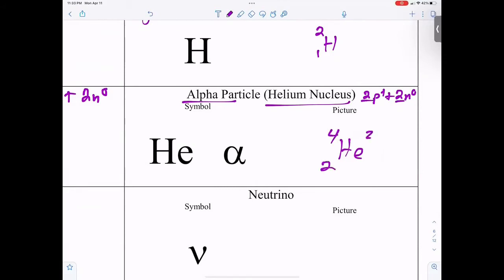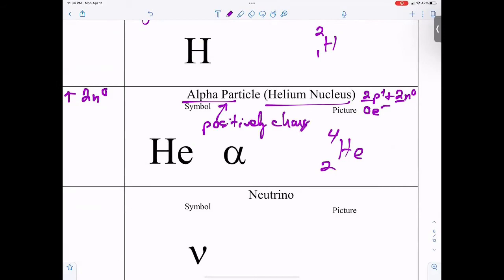Sometimes you'll see a little 2+ written up here. That's for the fact that it has 0 electrons. If you have 2 protons and no electrons, you have an overall charge of positive 2. I don't think we need to have that in there. Just know that an alpha particle is positively charged.